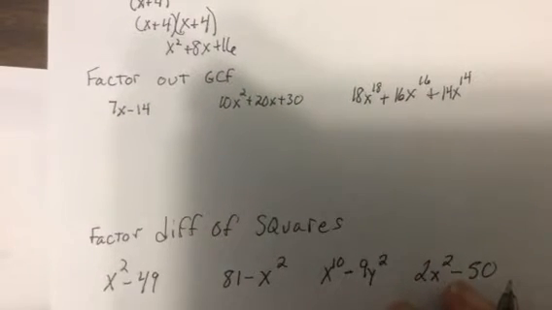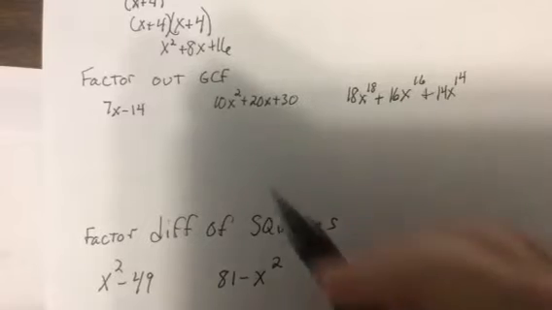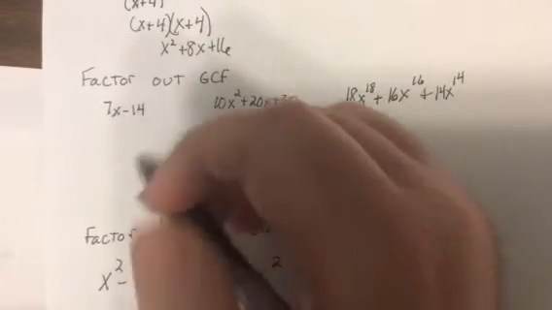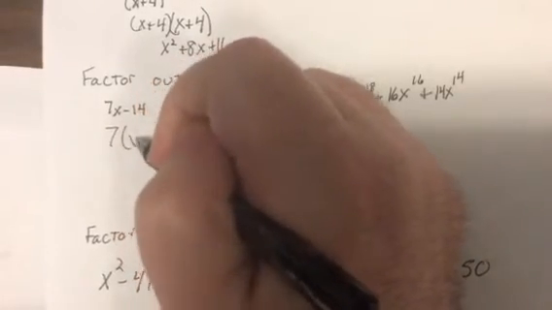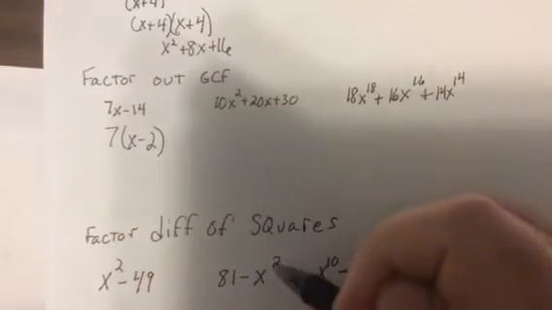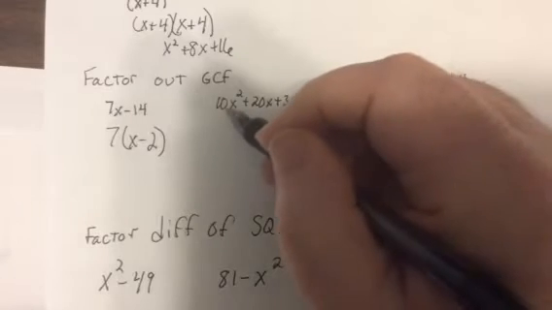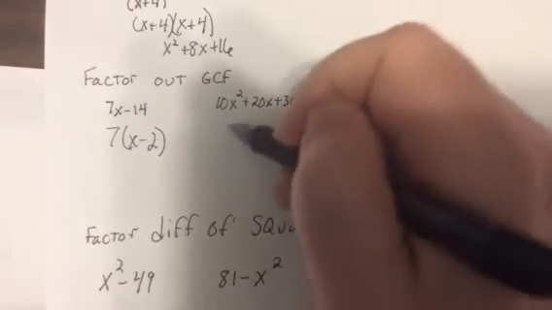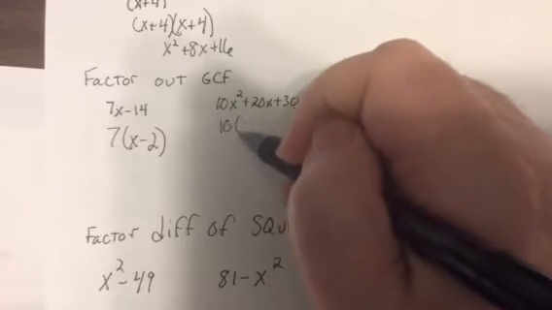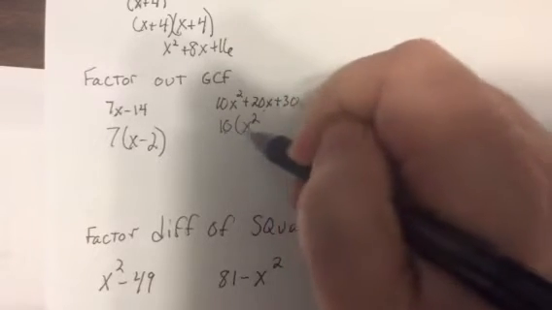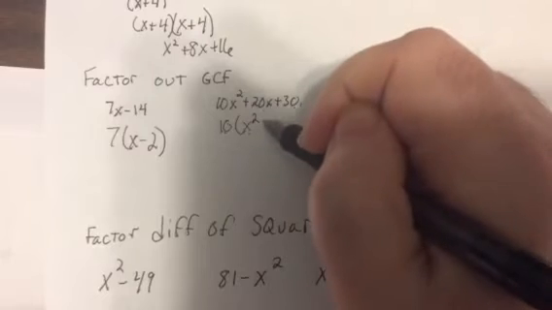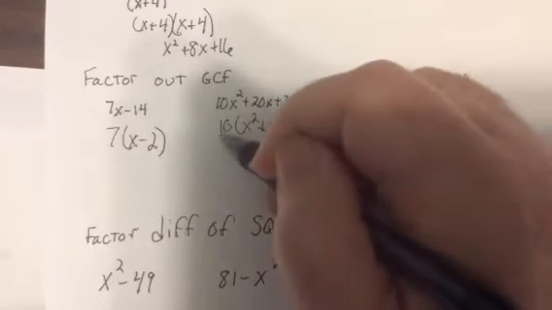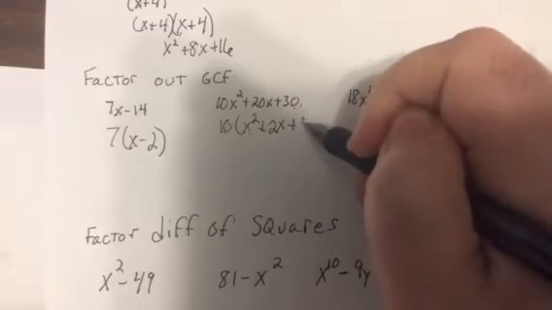Now, factor out the GCF. That is just factor out what's common to both. So 7 is common to both, so you'd have a 7 and x minus 2. Here you have a 10 is common to everything. You don't have a variable in every term, so there is no variable to factor out. So 10 times x squared is 10x squared. 10 times 2x is 20x.